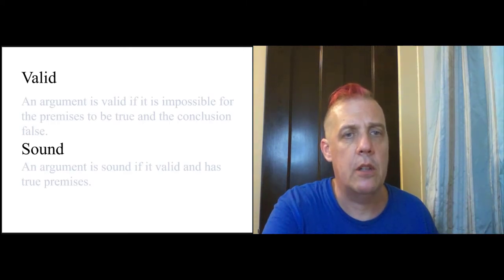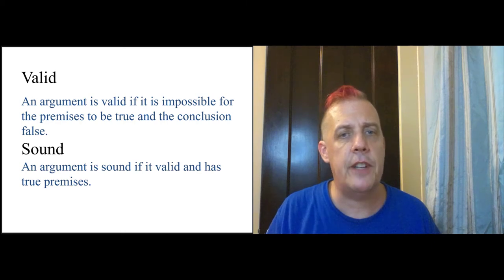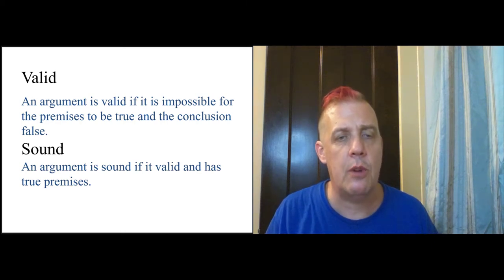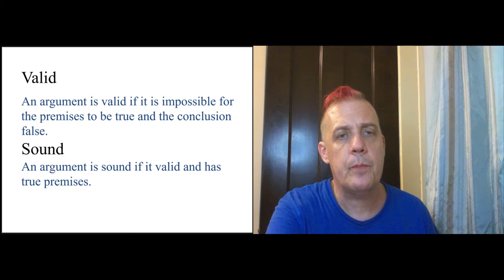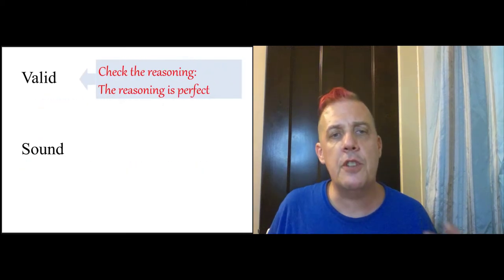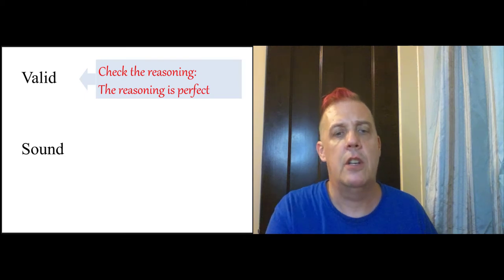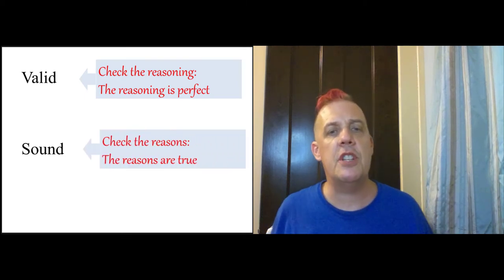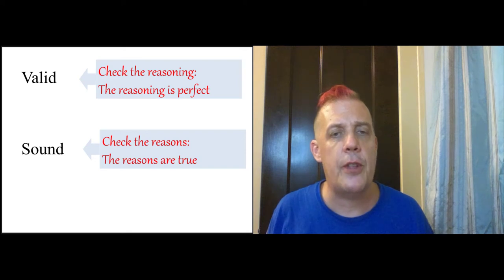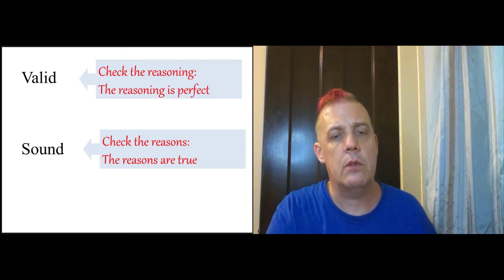So, 2 basic ideas, valid and sound. These are the pair of ideas from last week. An argument is valid if it is impossible for the premises to be true and the conclusion false. And it is sound if it is valid and has true premises. So in the first case, you check the reasoning, and it turns out that the reasoning is perfect. In the second case, you additionally check the reasons, and it turns out that the reasons are true.